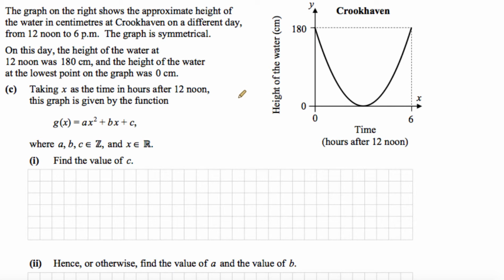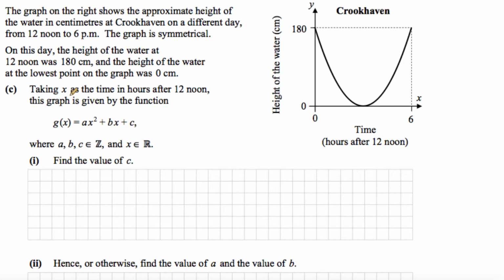Part C. The graph on the right shows the approximate height of the water in centimetres at Crookhaven on a different day, from 12 noon to 6 p.m. The graph is symmetrical. On this day, the height of the water at 12 noon was 180 centimetres, and the height of the water at the lowest point on the graph was 0 centimetres. So there's the lowest point. There's 12 noon.